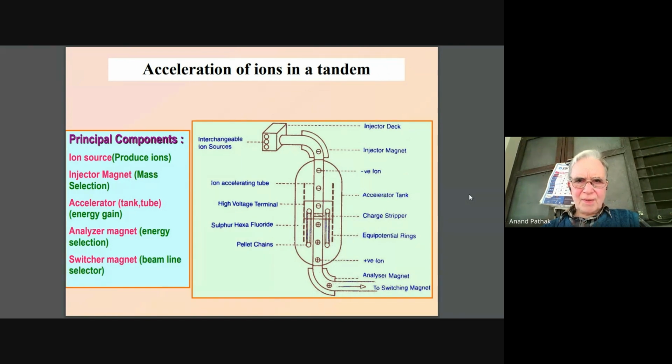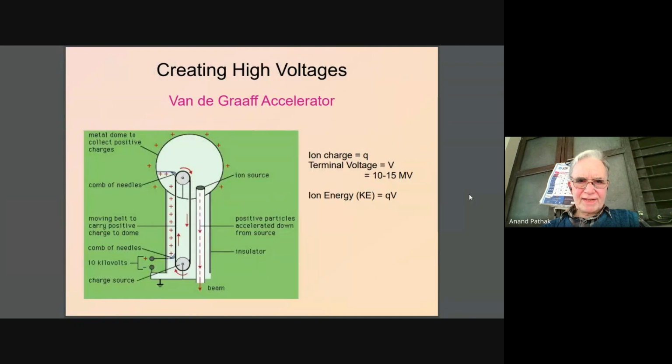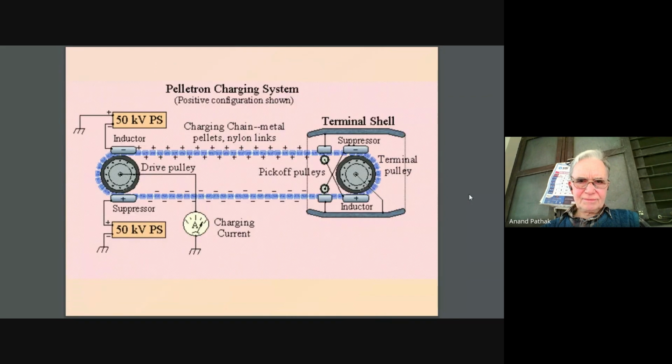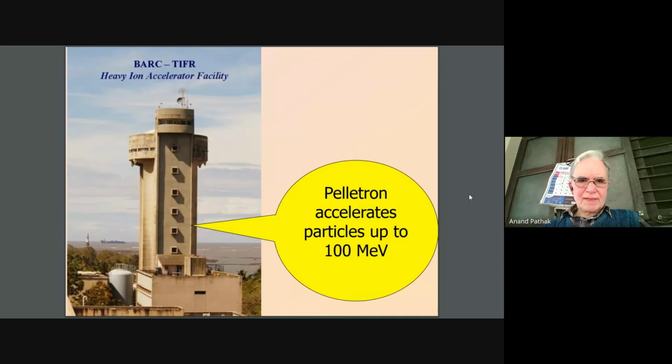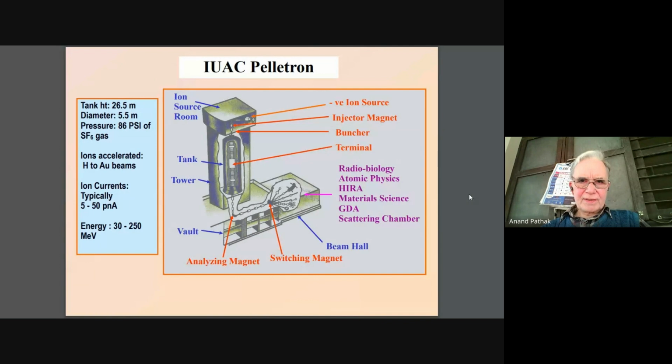That is also a part of the accelerator. This is the Van de Graaff picture, where charge goes from one side to the other. Here is the accelerator at BARC TIFR, and a similar one is at IUAC Delhi. This is the Pelletron in Delhi, the IUAC Pelletron, Inter-University Accelerator Centre.